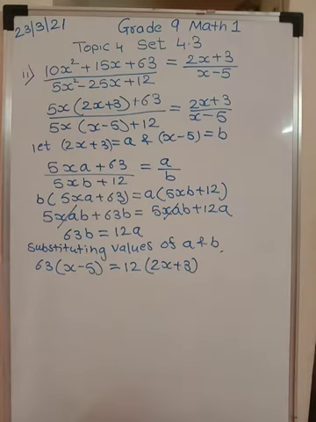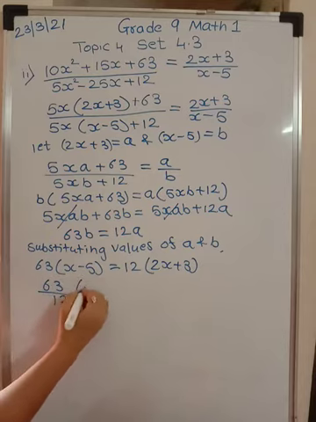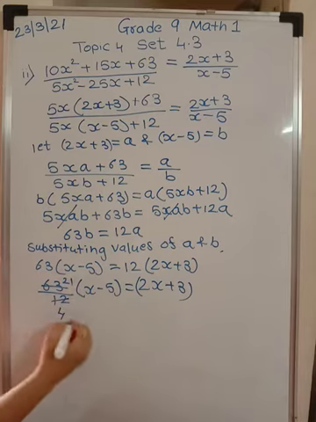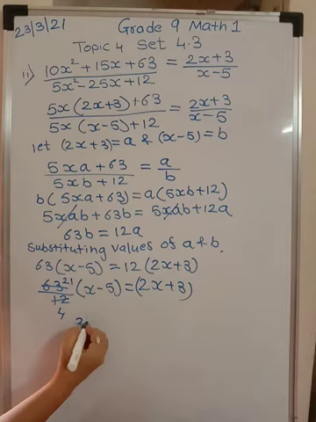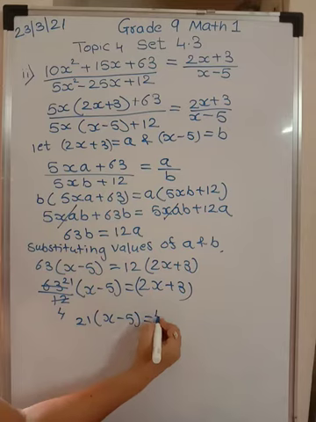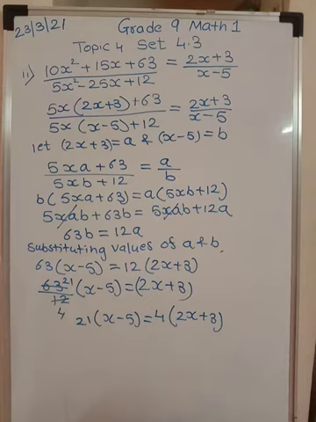Okay, now if I shift this 12 this side, it will be 63 upon 12 into x minus 5 is equal to 2x plus 3. Alright, this can be divided. Okay, so 3 4s are 12 and 3 21s are 63. Alright, now I am taking 4 again. So I will have 21 into x minus 5 is equal to 4, I am shifting, 4 into 2x plus 3. Up till here is it clear?